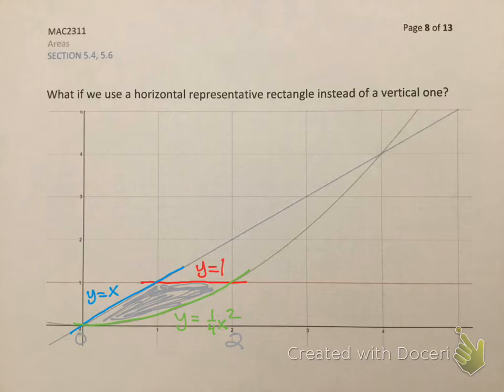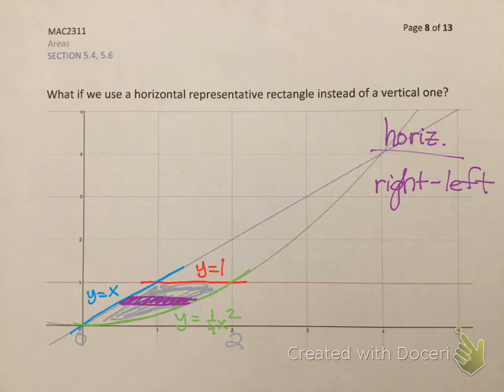But this time, I want to draw in a horizontal representative rectangle. I want you to focus on the right end of the horizontal representative rectangle and the left end of the horizontal representative rectangle. You don't have to write these down on your notes. They're at the very bottom of the page.